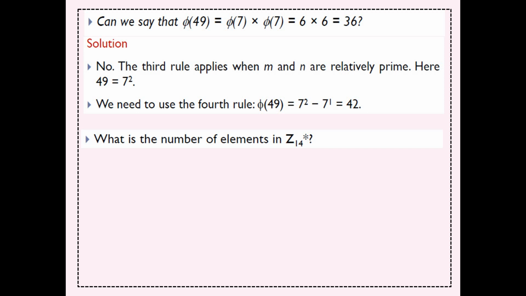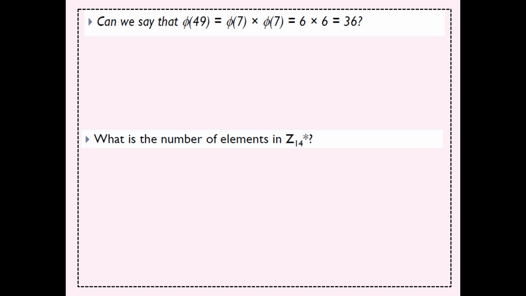What about Z14 star? What does Z14 star indicate? Multiplicative group. So it has elements which have some multiplicative properties. So if you try to solve it with Euler's phi theorem, what is the number of elements in Z14 star? Okay, that's what we are discussing.